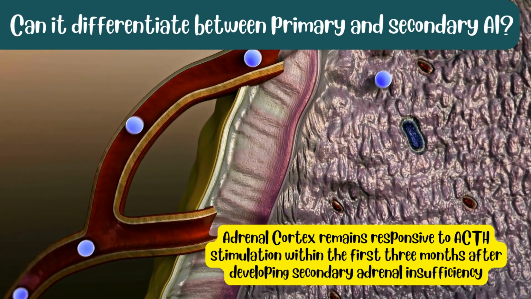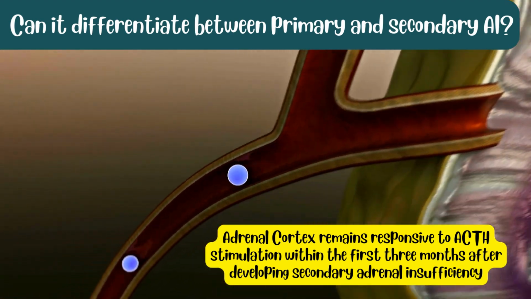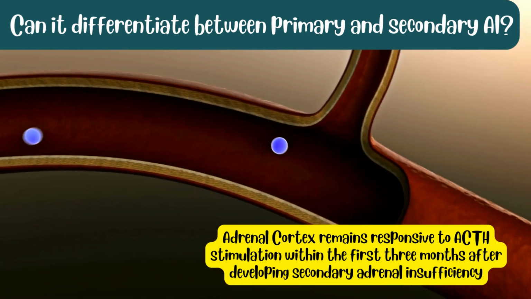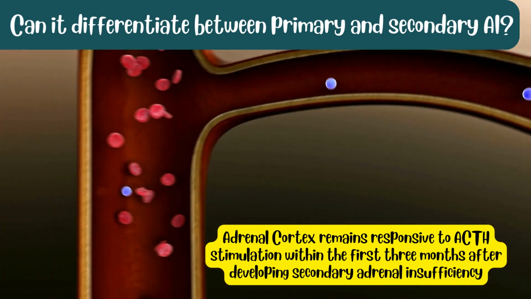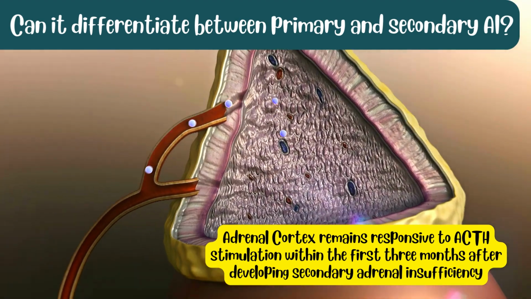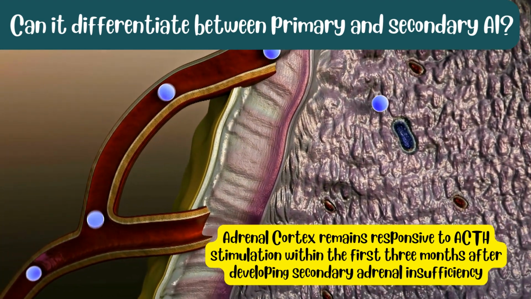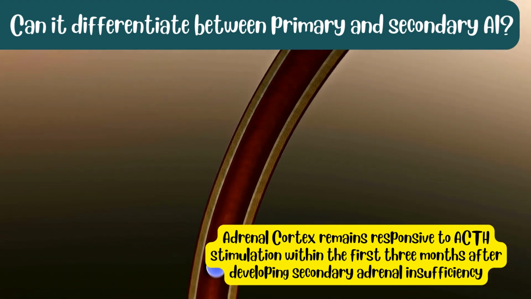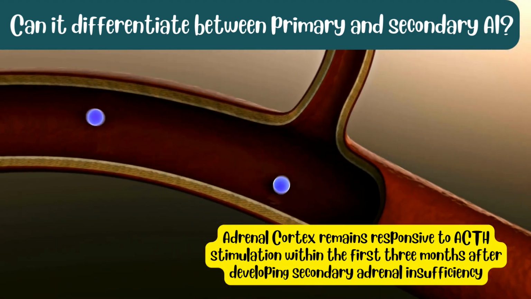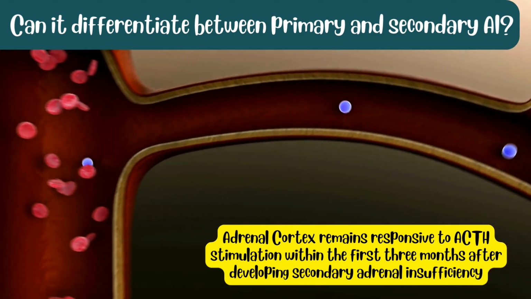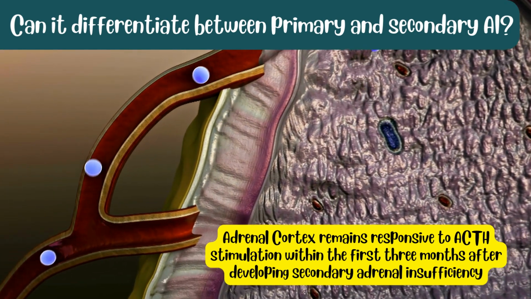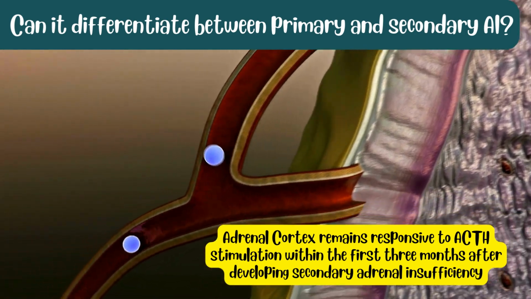So, can the cortrosyn stimulation test differentiate between primary and secondary adrenal insufficiency? The answer is no. It is simply a test to evaluate the ability of the adrenal glands to respond to exogenous ACTH stimulation. Although the test has a high specificity for both primary and secondary adrenal insufficiency, it has a very low sensitivity for secondary adrenal insufficiency.